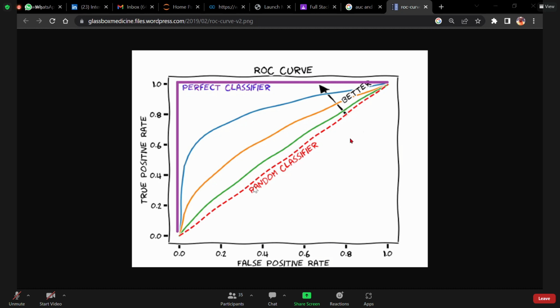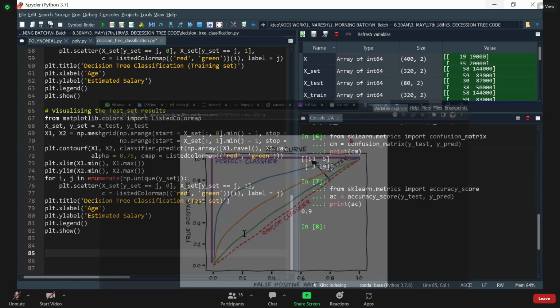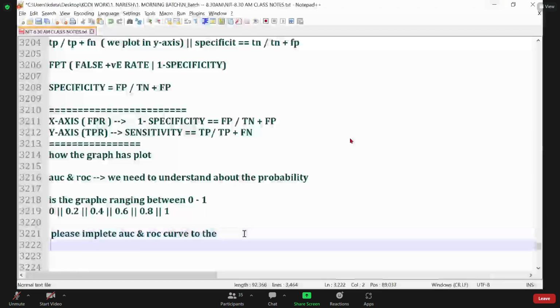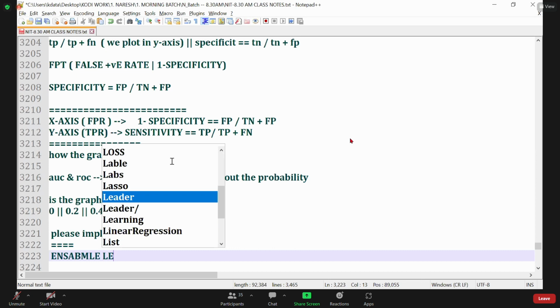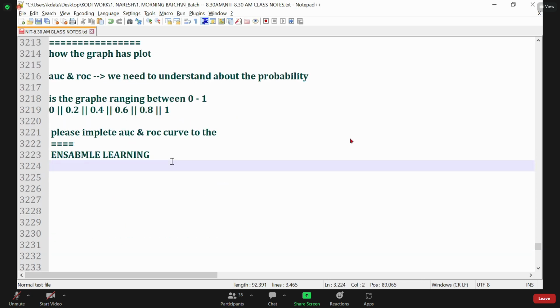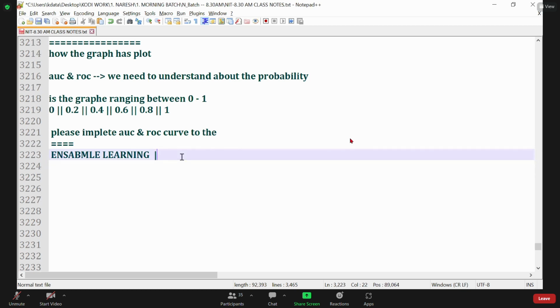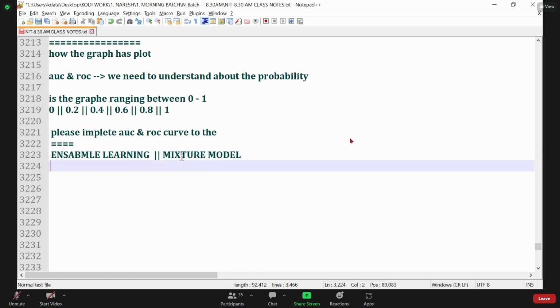And the next step is ensemble learning. What exactly is the next step, guys? Ensemble learning. What is meant by ensemble learning? This is also called a mixture model. Ensemble learning follows the ensemble technique.